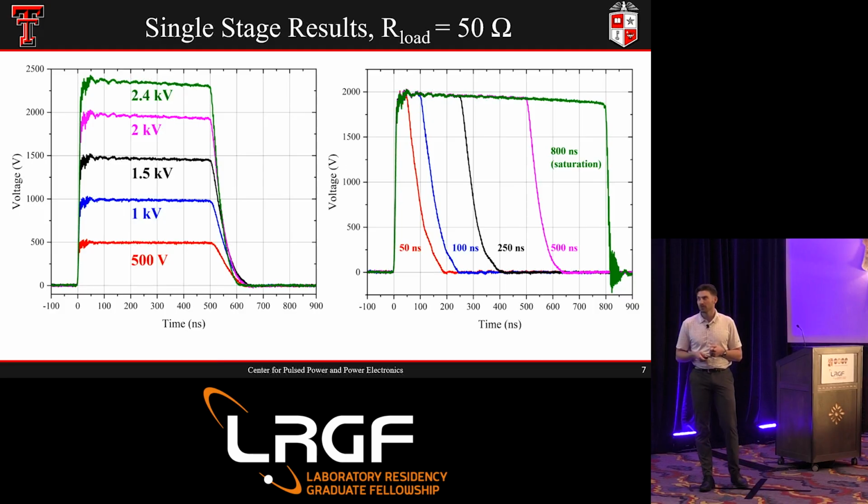So these are some of the results from a single stage. We have different voltages, all very flat top, you can see. And then over here we have different pulse widths. And then we go into saturation on the magnetic core.